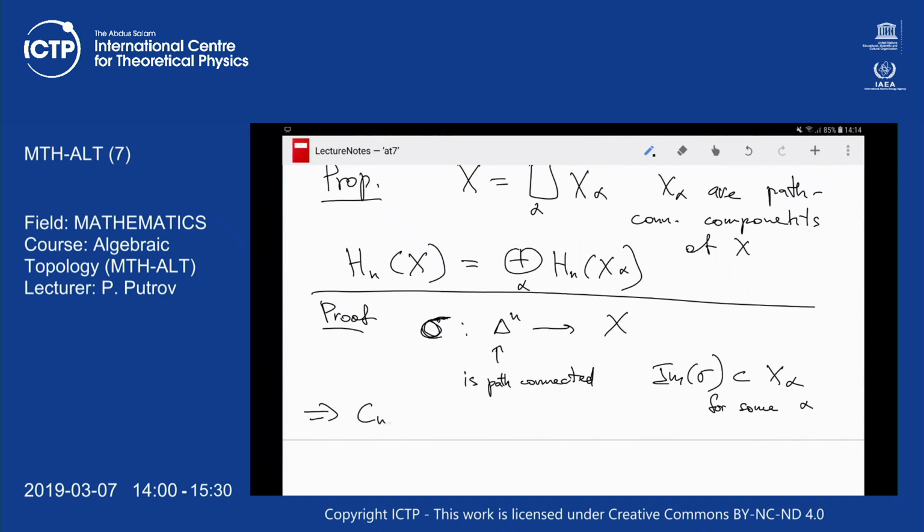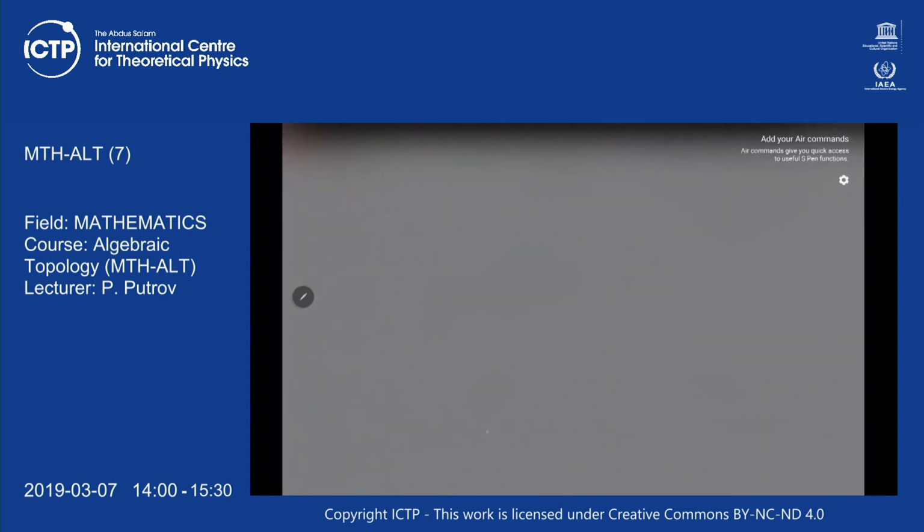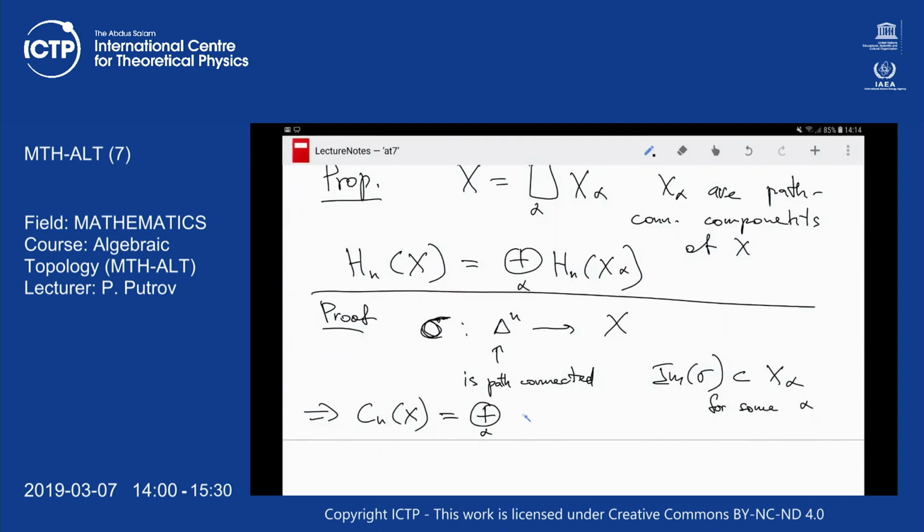Therefore, if you consider Cn of X, which is the abelian group generated by all continuous maps from delta n to X, the image of each generator belongs to a particular X alpha. So this abelian group can be decomposed as a direct sum of abelian groups corresponding to each path connected component.